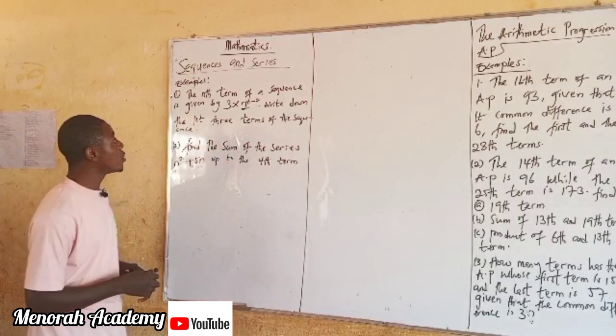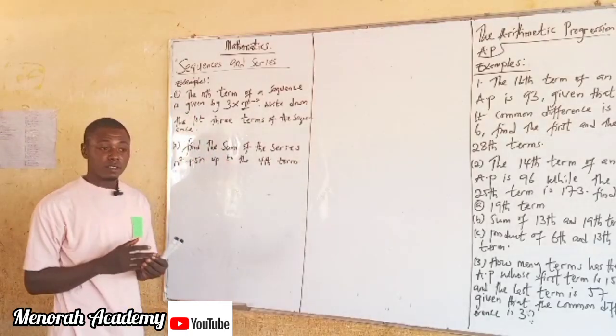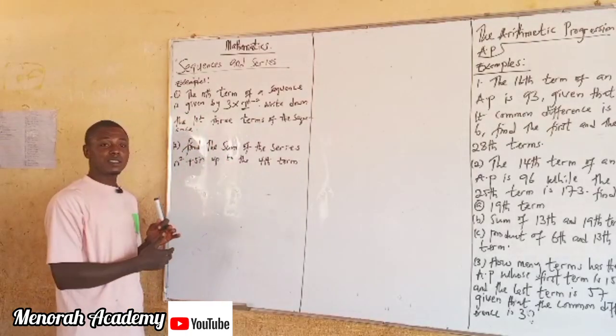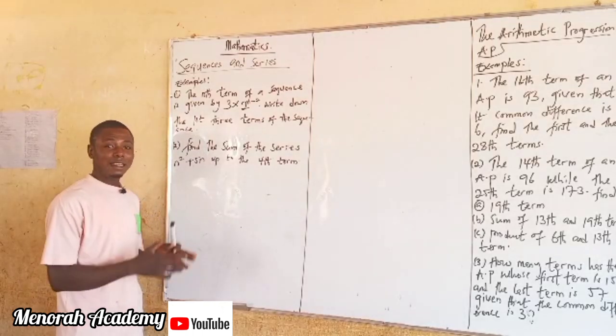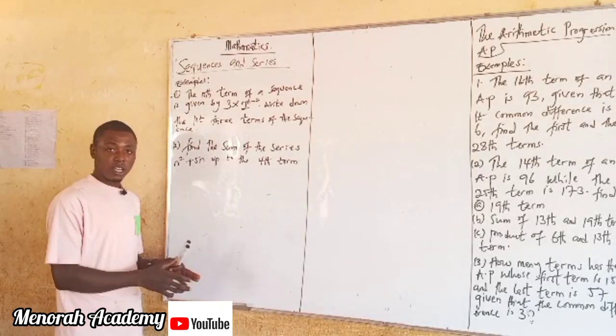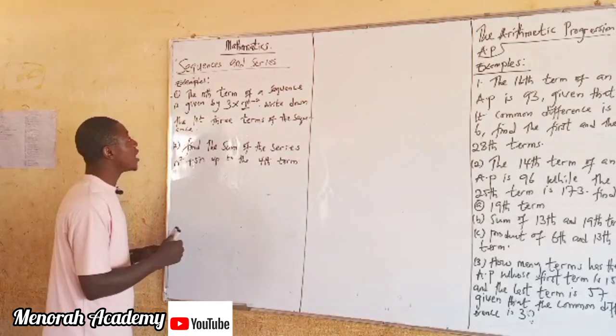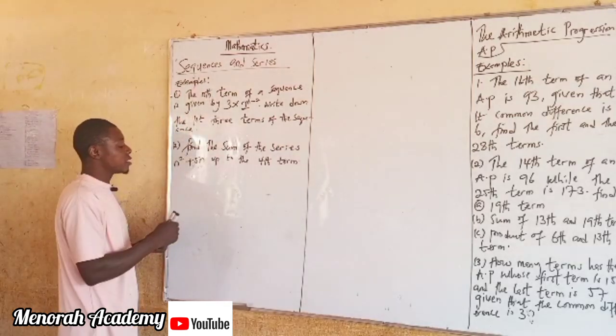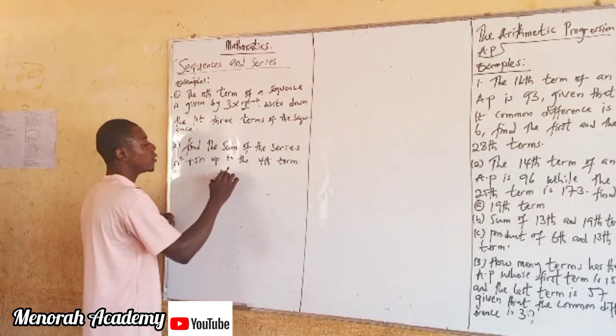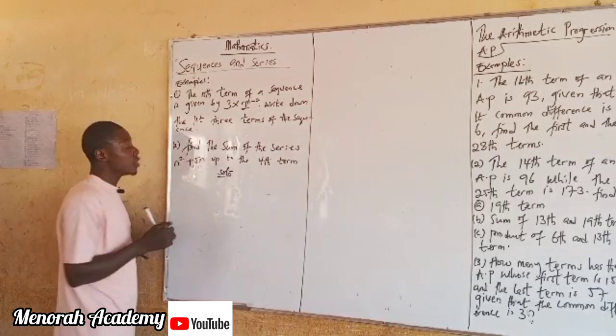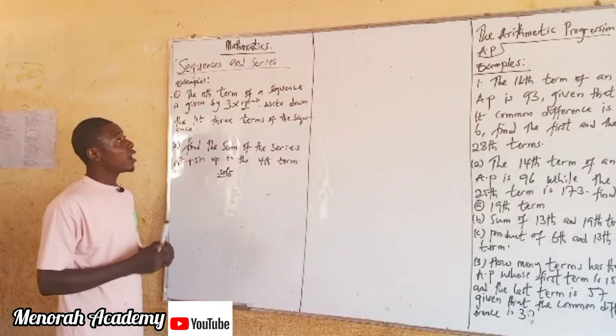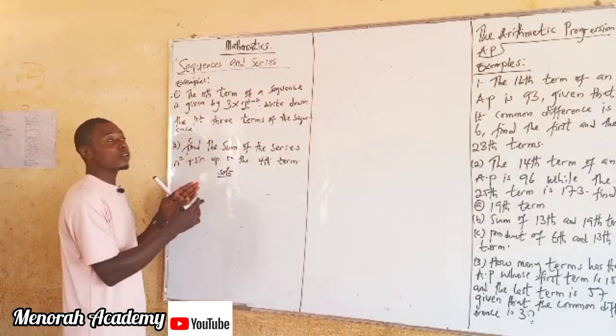Now, sequence and series. When we talk about a sequence, we are talking about a set of numbers. You can have a set of numbers separated by commas and then by a given rule. Now, we are going to look at this example very fast, and how to solve questions with regards to series and sequence. And then a series is just the addition of a sequence.